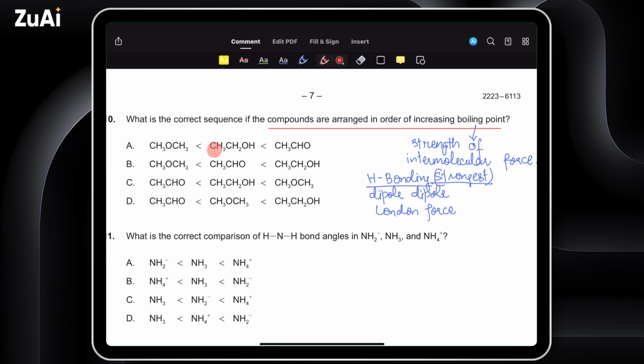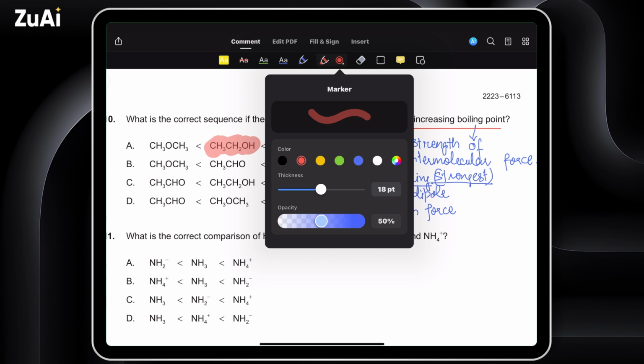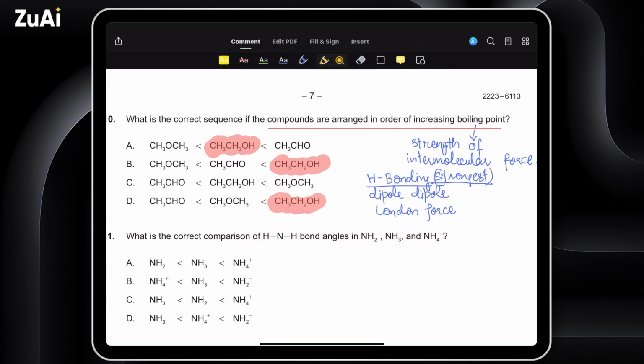So the alcohol has the highest boiling point, right? Then we have to see the aldehyde. It has the dipole-dipole force. Aldehyde, this one is alcohol. So number 1, number 2 strength, and number 3 the last one, the dipole-dipole.